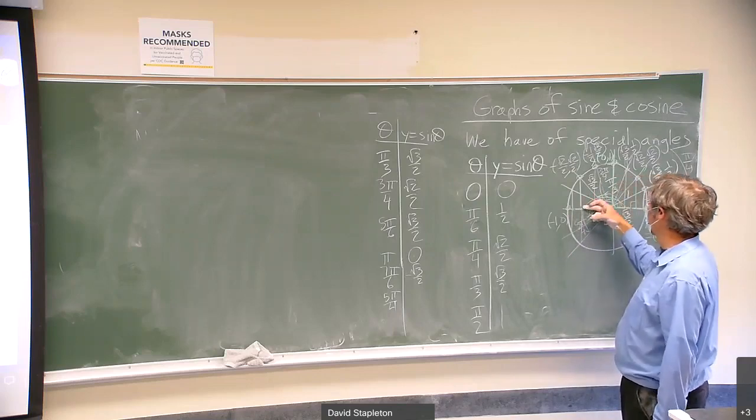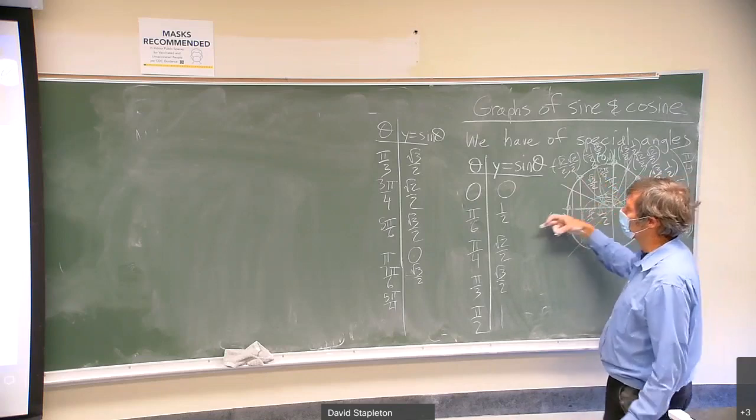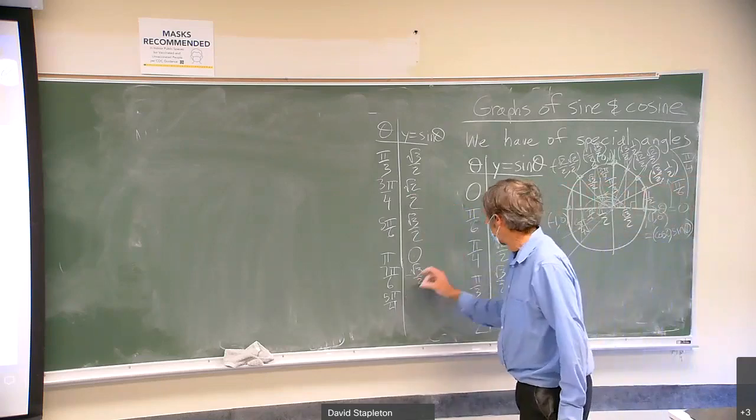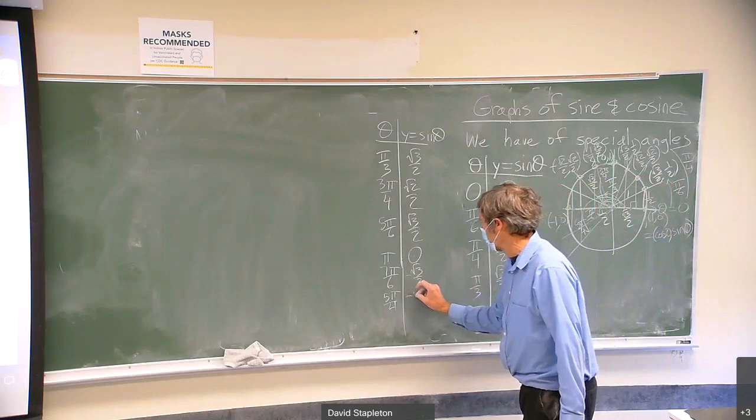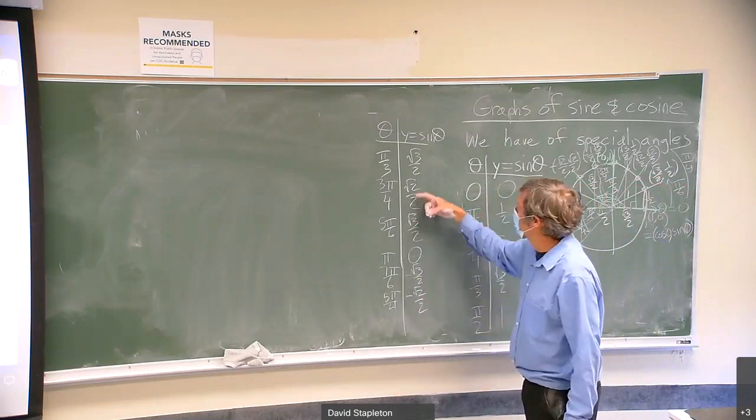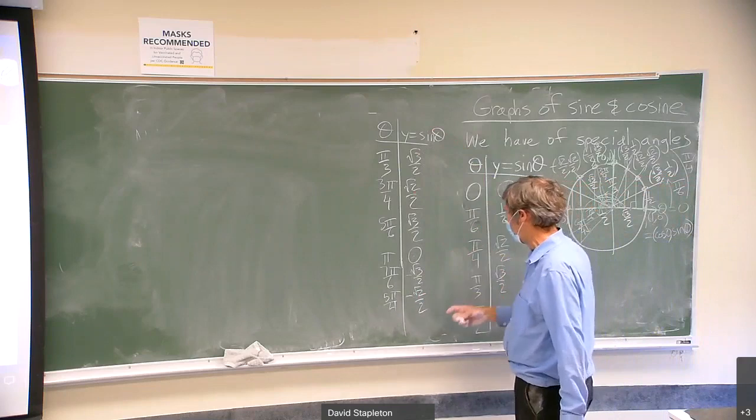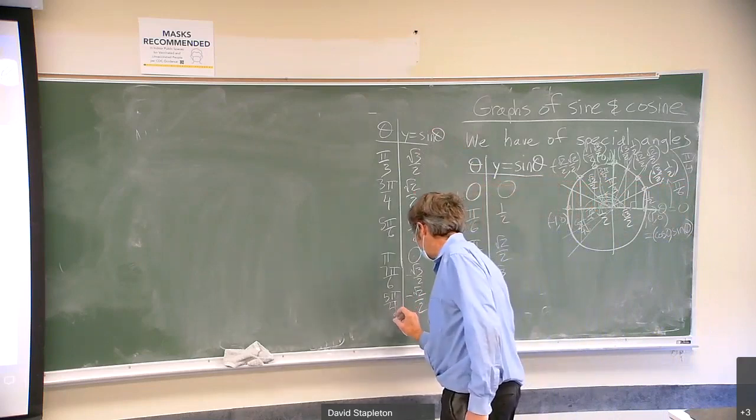Now I drop a perpendicular, land same place as this one, at the same place as 3 pi over 4, except negative y. All right, and so I get minus square root 2/2, and I notice I'm just running these numbers backwards all the way back here, and so I'd say et cetera, et cetera.